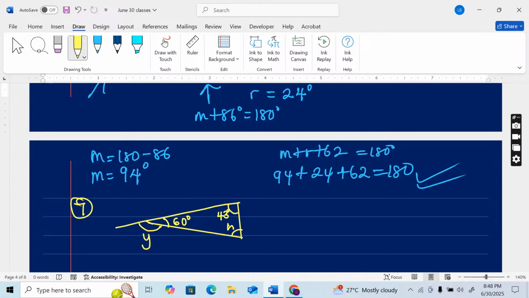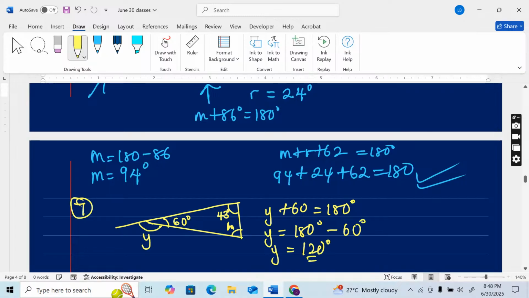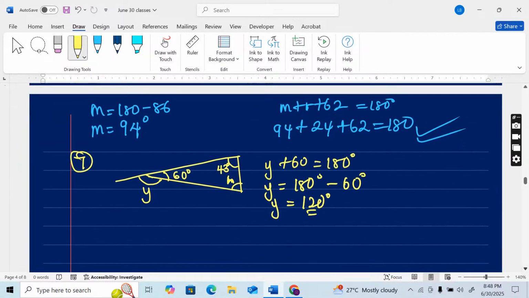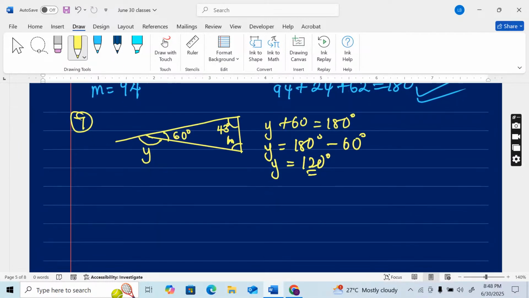For example 7, we need to find the value of y and the value of h. Now, y and 60 degrees are on a straight line. So we can say y plus 60 equals 180. Y is equal to 180 degrees minus 60 degrees. Y is equal to 120 degrees. So you can see how simple it is to find the exterior angle.